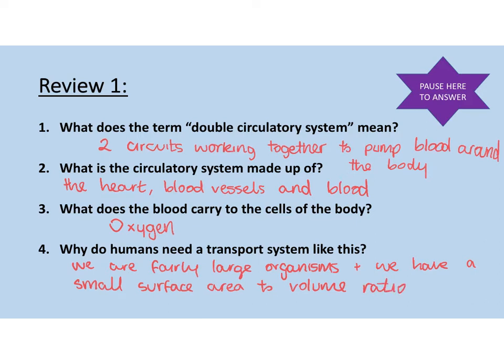Okay, so we need a transport system like this because we are fairly large organisms and we have a small surface area to volume ratio. So give yourselves a mark out of 4 for review 1, and then we'll move on to the next part of the lesson.